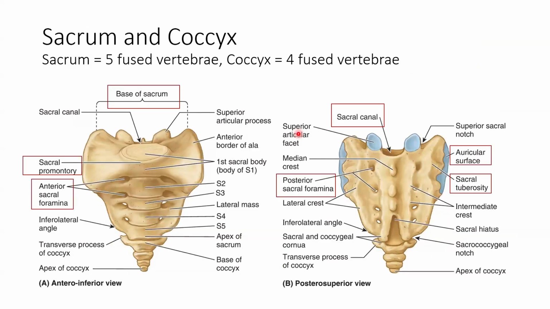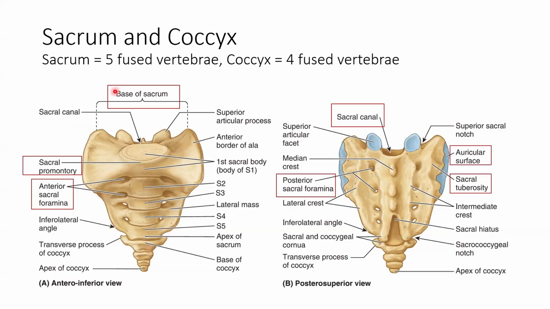Sacrum and coccyx, again, fused bones. Sacrum is 5 fused bones. Coccyx is typically 4 fused bones. And the sacrum then articulates with your pelvic bones to form the pelvic girdle and transmit force from your head, arms, and trunk down through your pelvis and legs, and then force that comes up through your legs and up through your pelvis. On the sacrum, there are several landmarks I'd like you to be aware of.